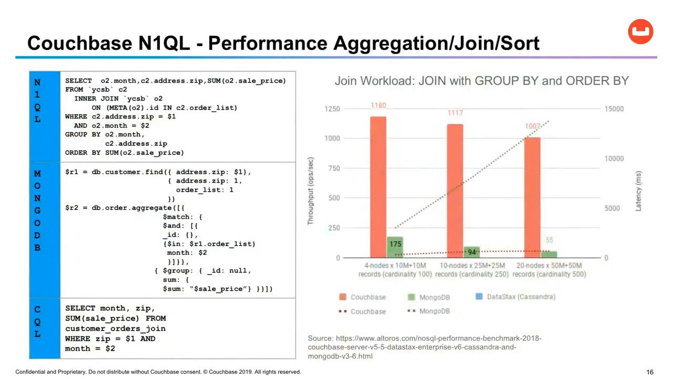On this slide, I'm showing you a report again published by Altoros using the YCSB test that involves aggregation and join to generate the monthly sales by zip code. The table on the left shows the actual command used in the test. The Couchbase N1QL would join the customer to order dataset, then group by month and zip code, then aggregate on the sales price. A MongoDB API involves a call to get the list of zip codes, then passes the zip code list into another Mongo aggregation API to aggregate the sales price by month and zip code.